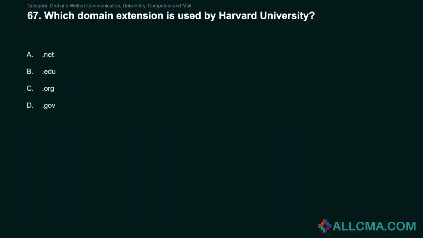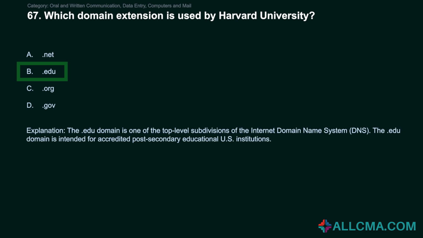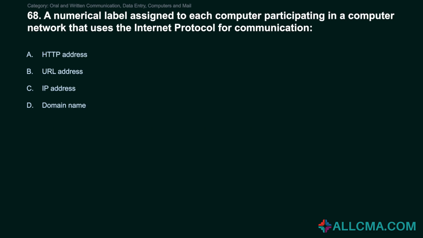67. Which domain extension is used by Harvard University? A. .net. B. .edu. C. .org. D. .gov. Correct answer, B. .edu. The .edu domain is one of the top-level subdivisions of the Internet Domain Name System, DNS. The .edu domain is intended for accredited post-secondary educational U.S. institutions.